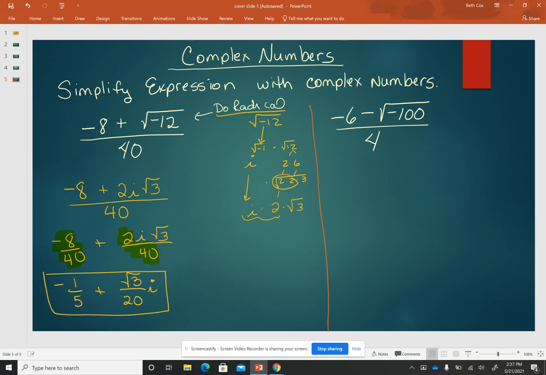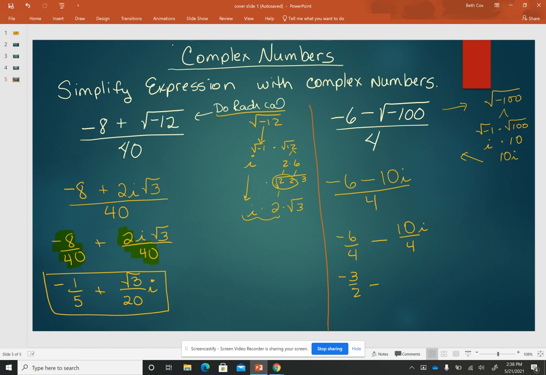All right, this next one, we'll do the radical first. Do the radical first, take it off to the side, and just do the radical. That's the square root of -1 times the square root of 100. That's i. The square root of 100, well, that's just 10. So this is really just 10i. So now let's bring it back. So we have -6 minus 10i over 4. Let's write my little fractions. And now reduce my fractions. There we go. And that's that one.